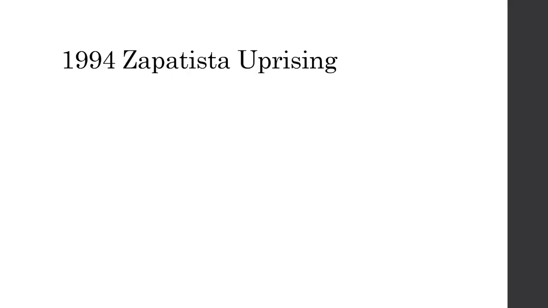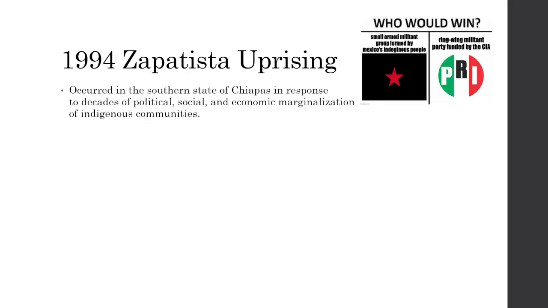So the 1994 Zapatista uprising. We're doing a little more history. We're really focusing on 1994, though. So the Zapatista uprising occurred in the southern state of Chiapas in Mexico in response to decades of political, social, and economic marginalization of the indigenous community. So they basically said, you don't think we're important, so we're going to rebel. We're going to want autonomy. We want to have control and not be ignored and not addressed by the national government.